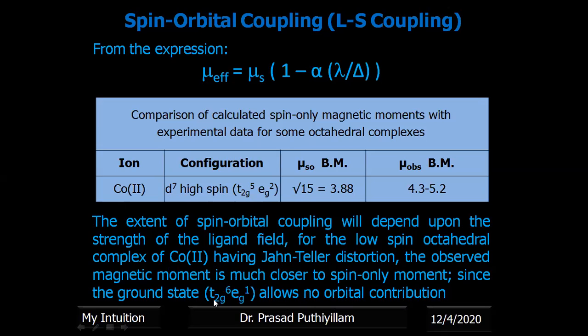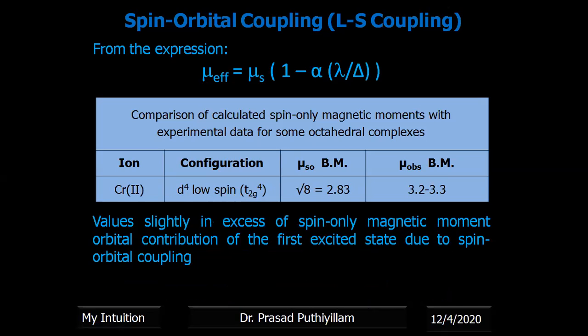So here t2g6, that means in t2g it is completely paired. Okay, 6 electrons are there. Therefore, there is no orbital contribution. Therefore, the spin only value will be almost equal to that of the observed value. The value is slightly in excess of the spin only magnetic moment, and the orbital contribution of the first excited state is due to the spin orbital coupling. That means any changes in the observed value may be due to the spin orbit coupling only.